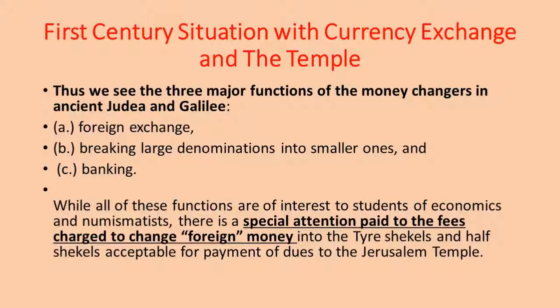Now, while all these functions are of interest to students of economics and numismatics, there is a special attention paid to the fees charged for the change of foreign money into the Tyrian shekel and half shekel acceptable for payments due to the Jerusalem temple. I don't think it's a coincidence, but as an example, you read in Ezekiel that the city of Tyre controlled the foreign market. In Ezekiel 27, you read how people brought their wares. One nation would bring their blankets, another their camels, and other people would bring these wares. And they would always come to Tyre, which was a central location, and do these exchanges.